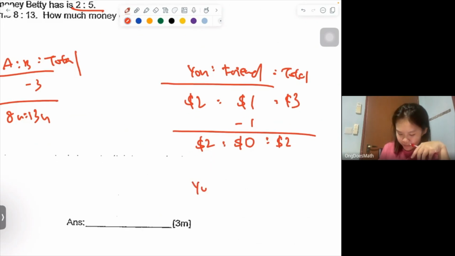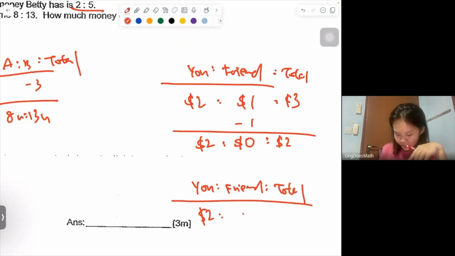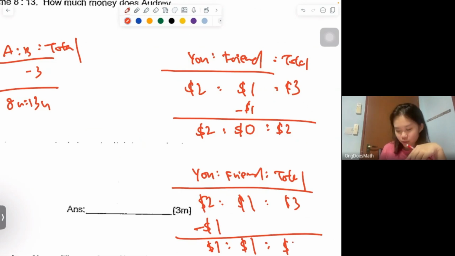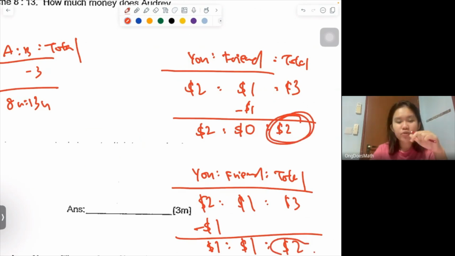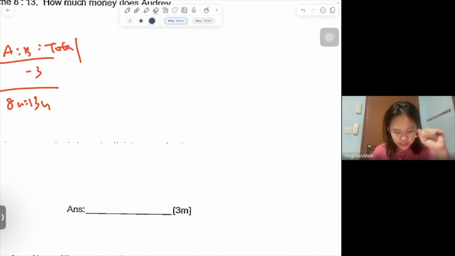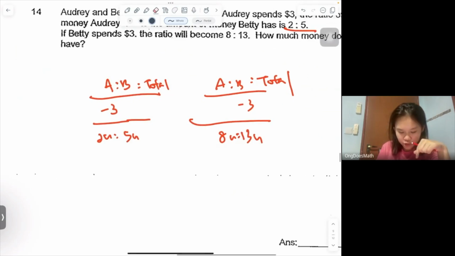On the other hand, if you were the one who spent $1, so you started with 2, your friend started with 1, total 3. You were the one who spent $1, so you minus $1. You will end up with $1, your friend will end up with $1. Total will still be $2. So this will be true even when the number becomes very big. So if you use that logic over here, in this question, the total should be the same.